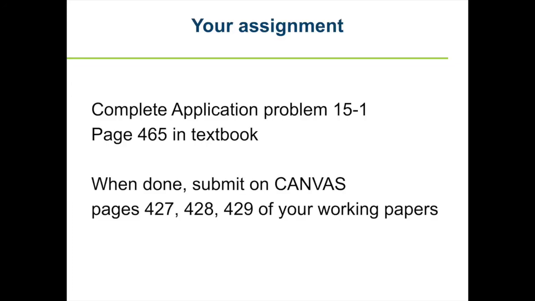Now we have completed the first section of Chapter 15. Your assignment is to complete application problem 15-1 on page 465 in your textbook. When you are done, submit it under assignment 15-1. And I need to see pages 427, 428, and 429 of your working papers.